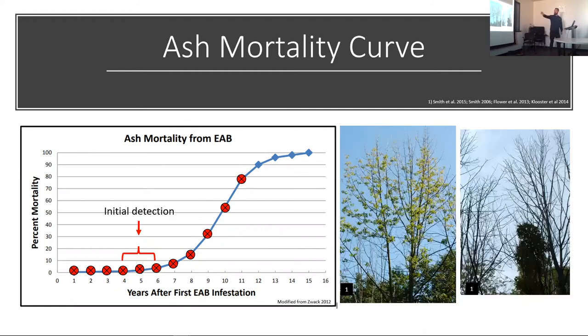And so a place like Lawrence, that's about when they detected it here, where it was about 4 or 5 years after it was first established. And I peeled apart a bunch of trees and kind of back traced to determine that.